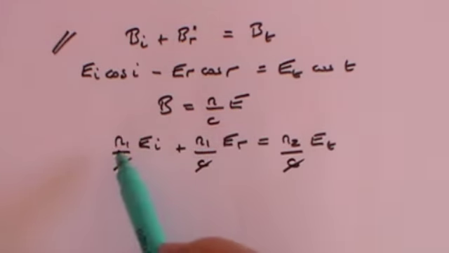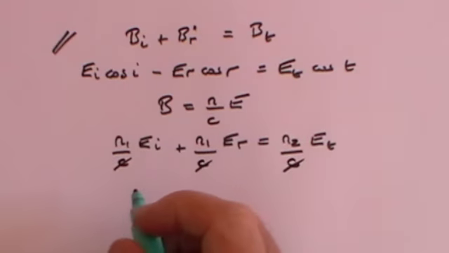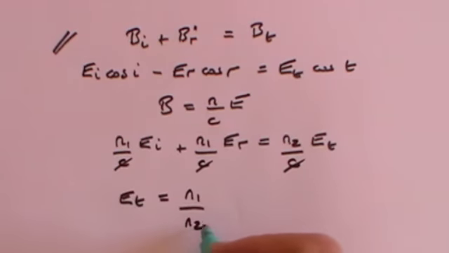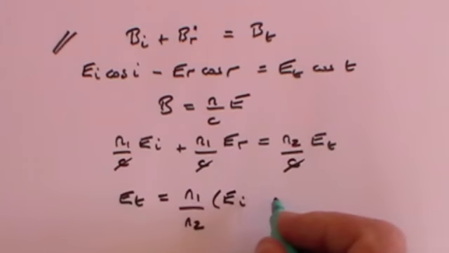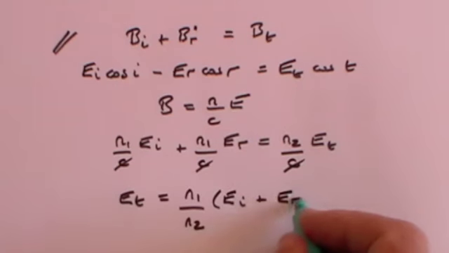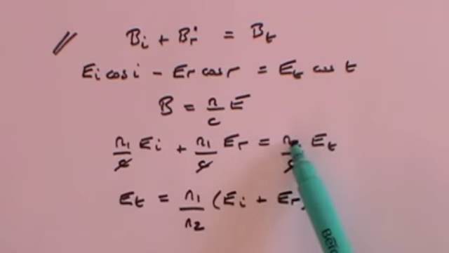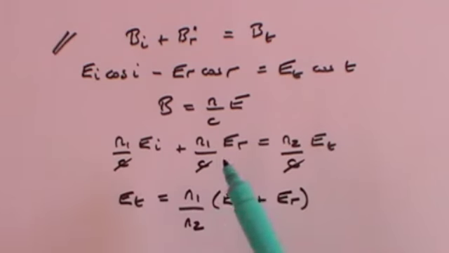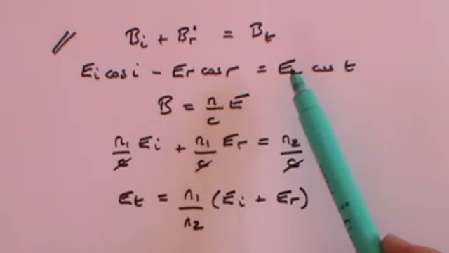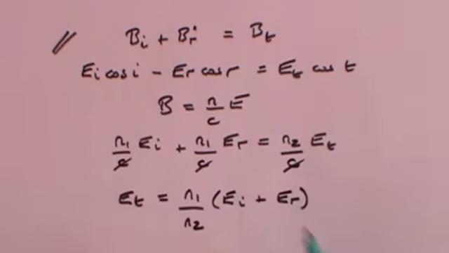And if you rearrange this formula by dividing through by N2, you should be able to see that ET is equal to N1 over N2 times EI plus ER. All I've done is to divide by N2, so you've got N1 over N2, N1 over N2, both of those can come outside into EI plus ER. And now we substitute for ET in this formula, this here.